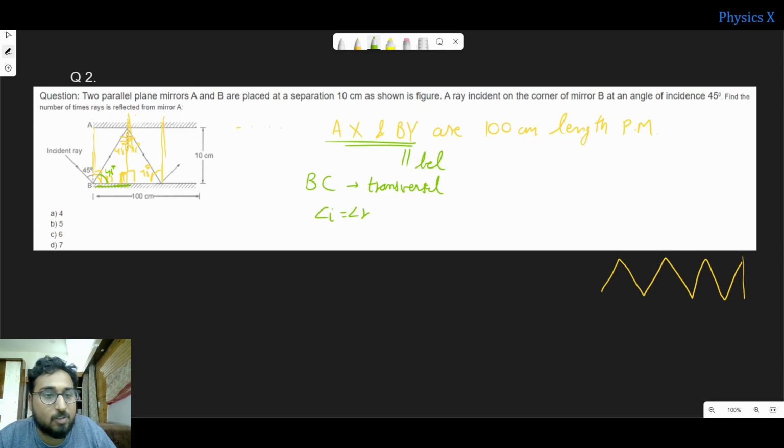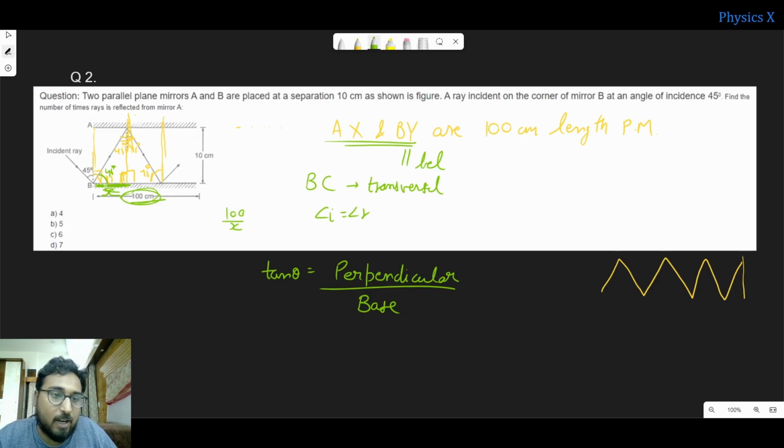Now we need to find this distance. If we are able to find this distance, we will divide 100 by it, with this as the denominator, that is 100 by x. Suppose this distance is x, right? So we need to find this. From trigonometry, you know that tan theta is equal to perpendicular by base.